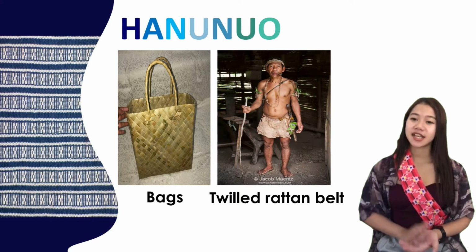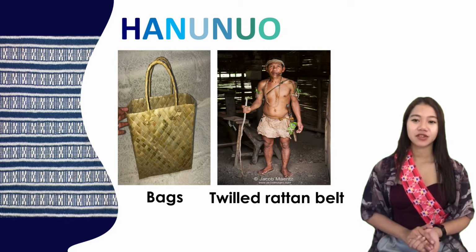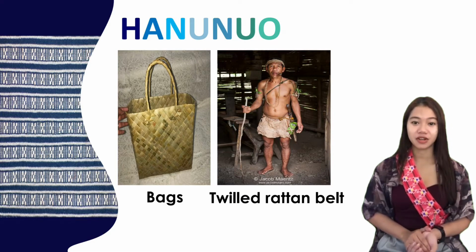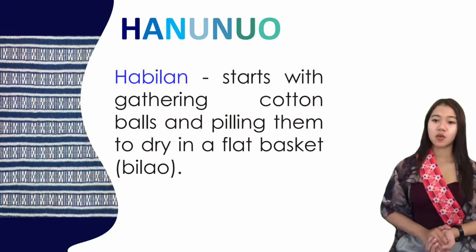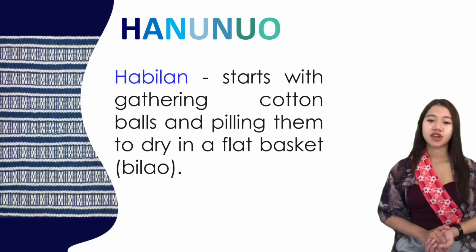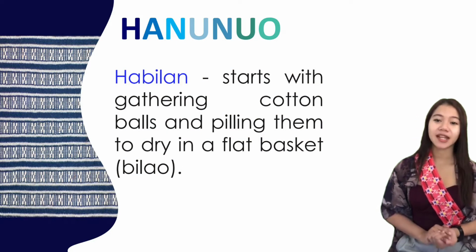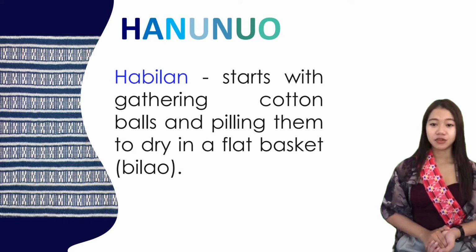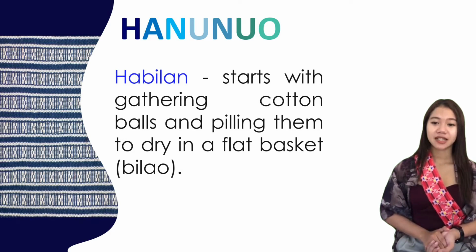Aside from creating accessories and clothing, they cultivate cotton trees, which they use as raw materials to weave in a crude hand loom called harablon. Their weaving process is called habilan, which starts with gathering cotton balls and piling them to dry in a flat basket called bilao. After the seeds are removed, cotton is placed on a mat and beaten by 2 flat sticks to make it soft. Next, it is placed inside a container made out of banana stalks, or binuyo, and woven.